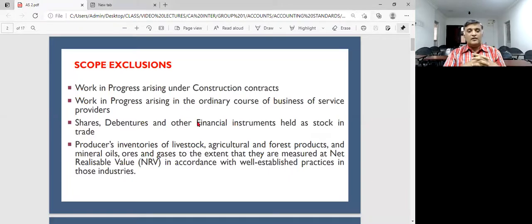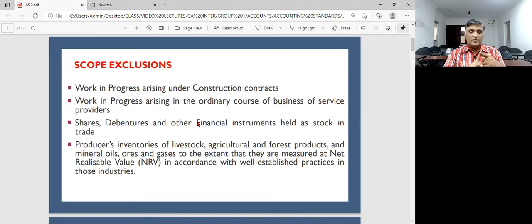Now let's understand the scope exclusions first. What is not getting covered in AS2? Number one, the work in progress arising from construction contracts, because we have a separate standard, AS7, to deal with that. Work in progress arising in the ordinary course of business of service providers. Shares, debentures, other financial instruments held as stock in trade. Basically, these are current investments, right? And they are getting covered under AS13.